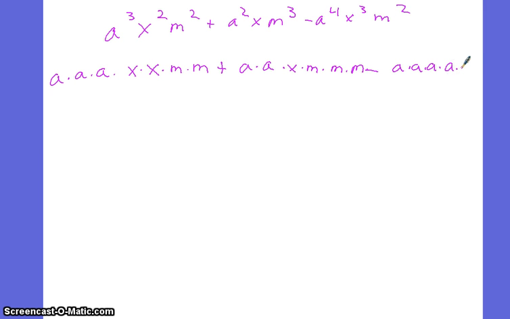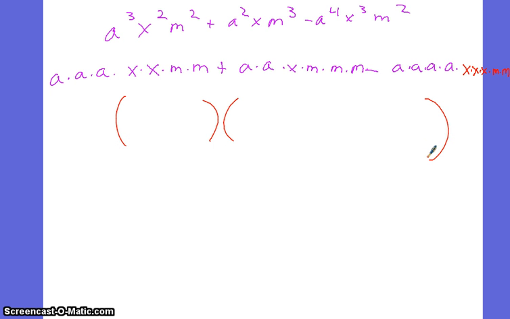4 A's, and I'm going to switch colors because I'm running out of room and I don't want you to not see them. 3 X's, M, and M. Okay, that's the only reason why I switched colors. All right, so let's factor this out.